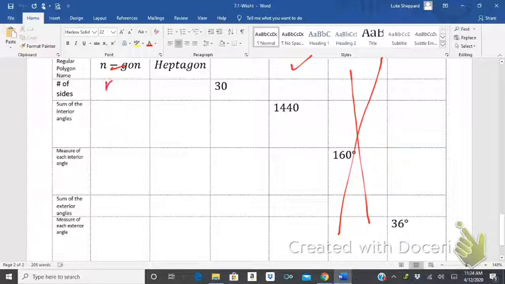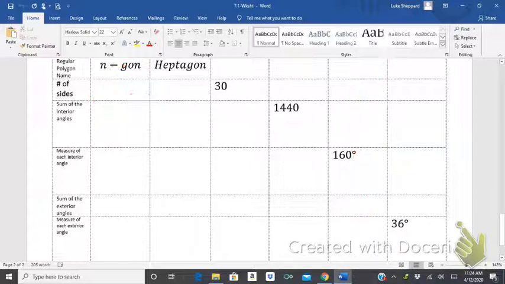But an n-gon has n number of sides. The way that I figure out the interior angles is n minus 2 times 180, just like it always was. What this is all about is regular polygons. Regular polygons are shapes that have the exact same angles and the exact same sides.